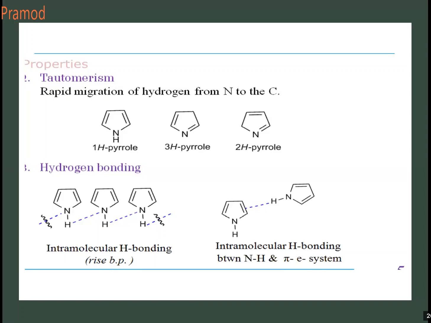Moreover, pyrrole can form hydrogen bonds. One type is between your nitrogen and the hydrogen of the adjacent ring. The second type is hydrogen bonding between the NH and the pi electrons of the adjacent ring. Because of this, pyrrole has a high boiling point, because extra energy is used to break this hydrogen bond. That's why pyrrole has a high boiling point.